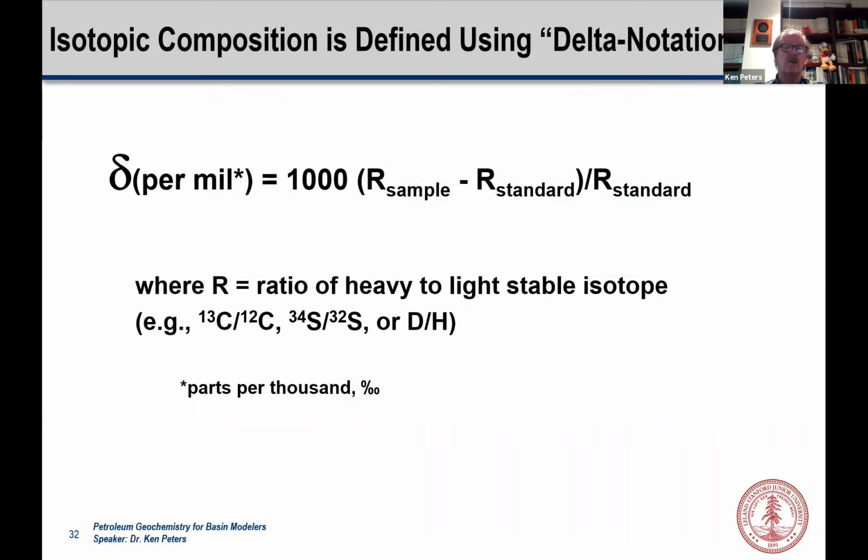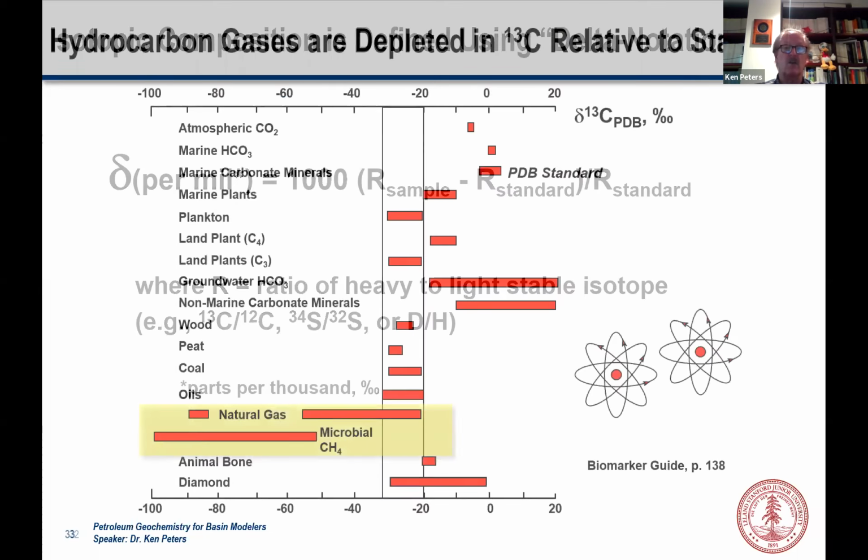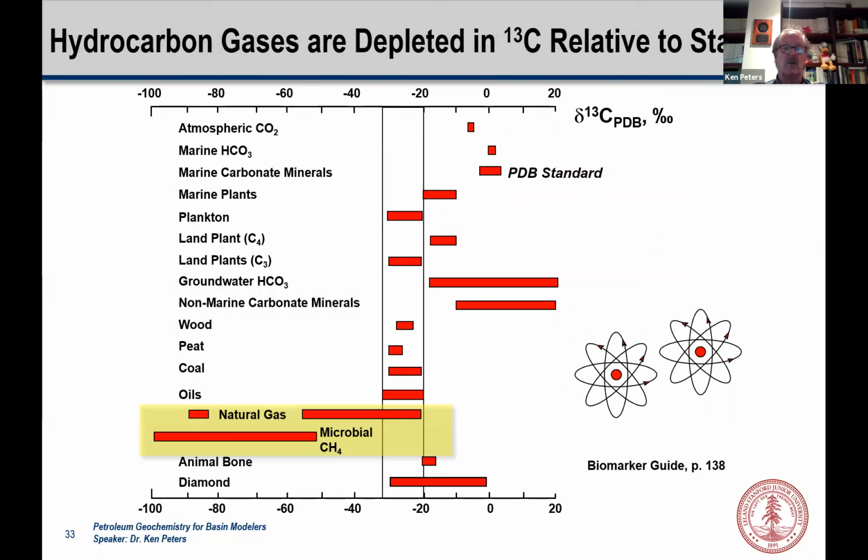Isotopes are defined using the delta notation. Delta in parts per mil, that's per thousand, is 1,000 times the R value, say C13 to C12, for the sample minus the standard, divided by the standard. We do that so that isotope values can be described in simple terms. So here are some isotope values. Most organic matter is going to be quite negative compared to the standard. The PDB belemnite standard is defined as 0 on the PDB scale. Then there are marine carbonate minerals.